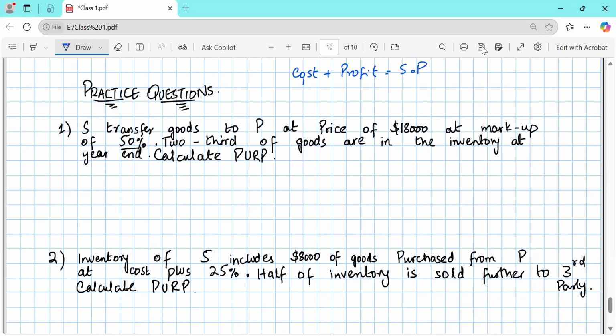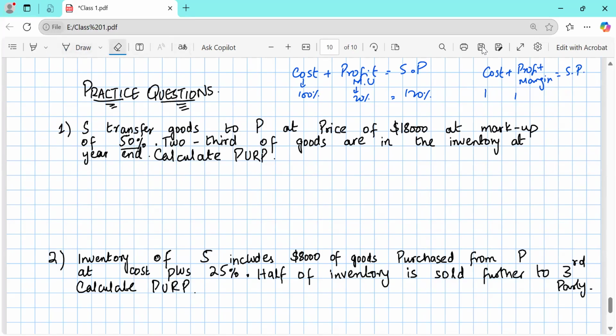So in markup, cost is 100%. Let's say the profit markup is 20%. So selling price would be equal to 120%. While in the margin, let's say cost plus profit margin is equal to selling price. If profit margin is, let's say, 20%, then the cost is going to be 80%, because selling price is always equal to 100%.